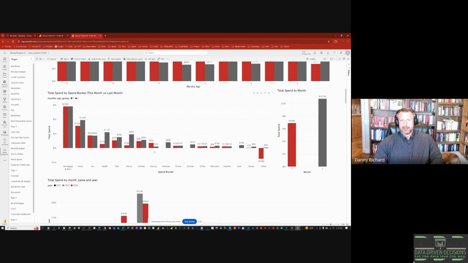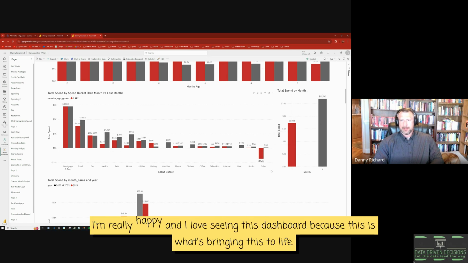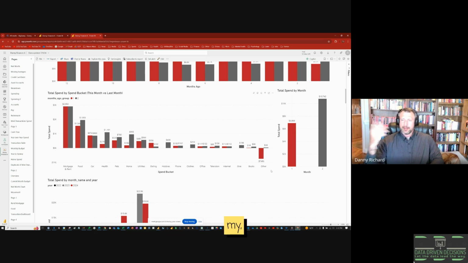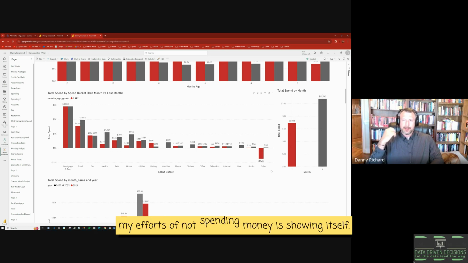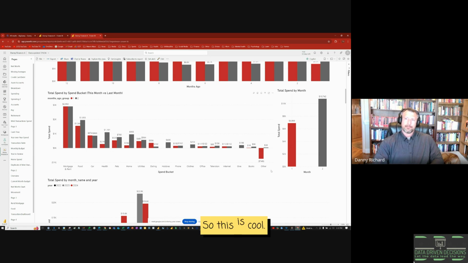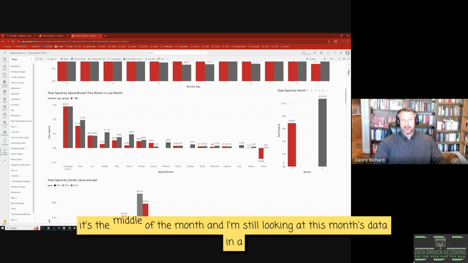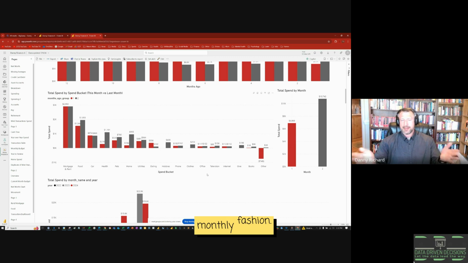Dating is up. And look, I got a refund from travel, so that's helping me. So this month versus last month, I'm spending way less. So that's great. I'm really happy. And I love seeing this dashboard because this is what's bringing this to life. My efforts of not spending money is showing itself. So this is cool. That's why I built the dashboard. It lets me, today is July 9th, and it's the middle of the month, and I'm still looking at this month's data in a monthly fashion.